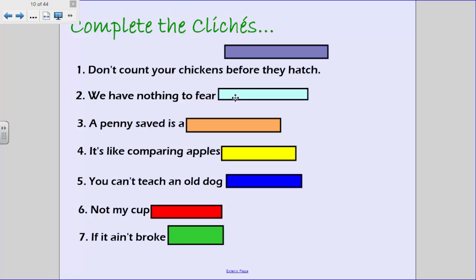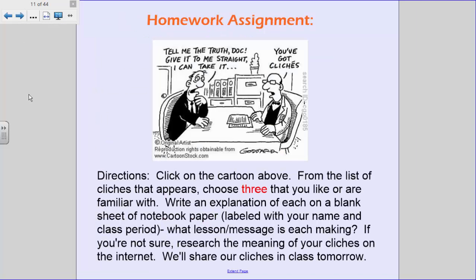Say, I have nothing to fear, but, and he says, panda bears. I say, oh, come on, Billy. You have nothing to fear but fear itself. These are all examples of cliches, and they would go through these. It wouldn't all be one student. I'd do 2 or 3 of them.